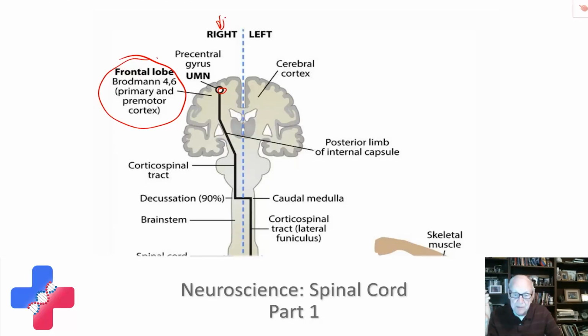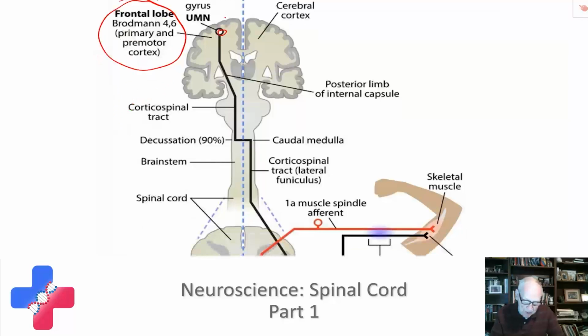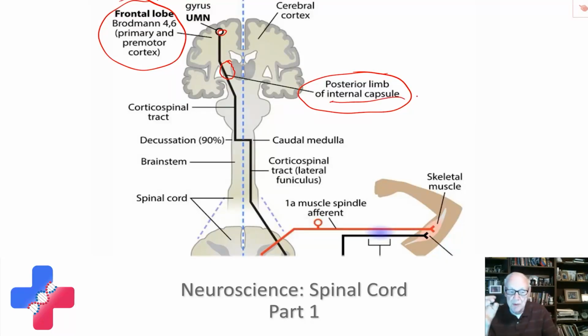Now notice the axons of these upper motor neurons are going to descend out of the cortex. And notice the next main part of their pathway, they squeeze through this little narrow strip of white matter called the internal capsule. You remember that's a critical part of neurology. And you remember the internal capsule is kind of the doorway to the cortex.